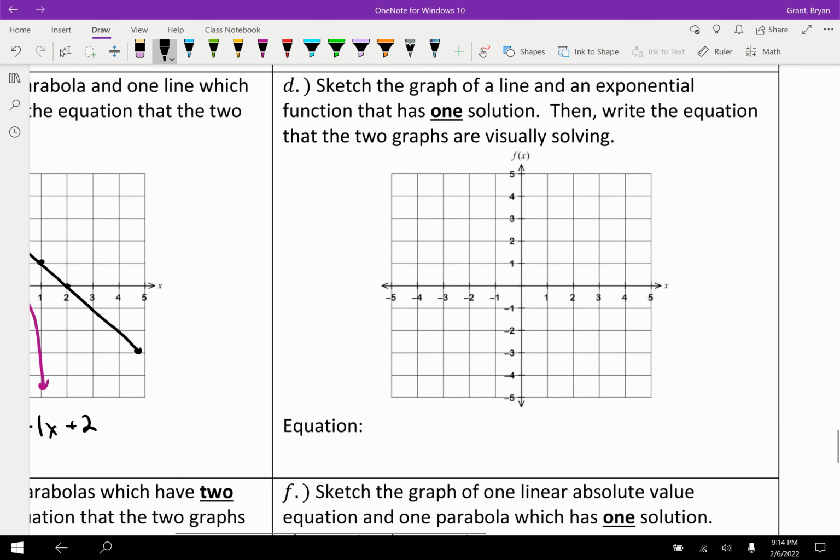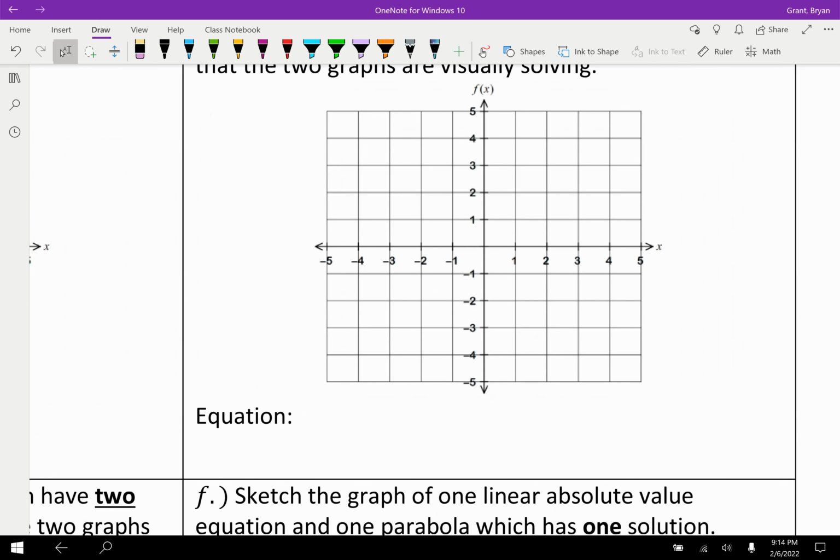Part D, sketch the graph of a line and an exponential that has one solution. All right, well, I'm going to make my exponential be a little bit trickier here. Okay, so it's a little bit tough, maybe for you guys especially, to write an exponential, because you usually need a couple points. So I'm going to go ahead and have mine start at negative 2.